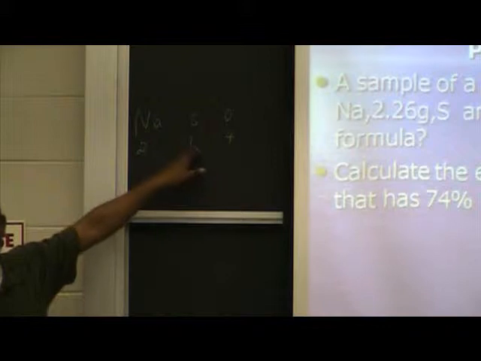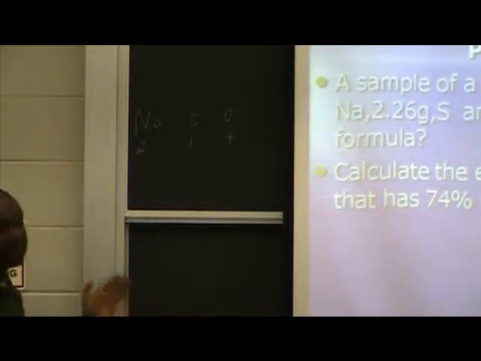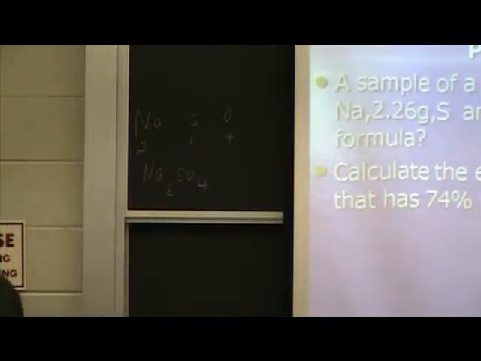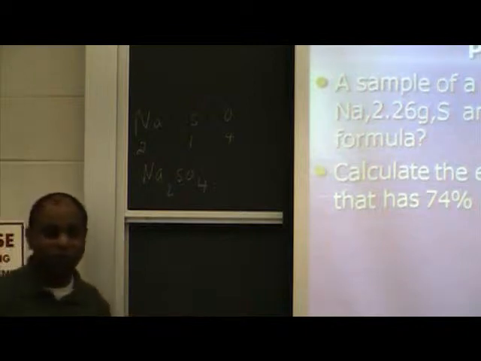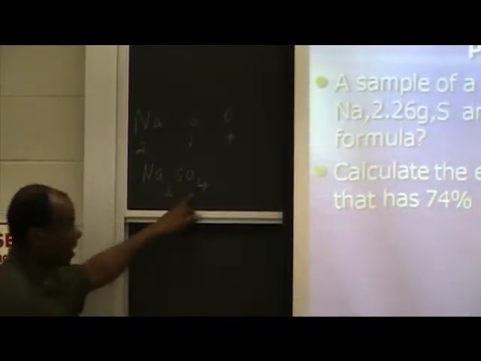These numbers are used as subscripts to write the empirical formula, which in this case should be Na2SO4. Does it make sense? Is this the right formula? Yes. When you combine sodium ion with sulfate ion, theoretically you should get Na2SO4.